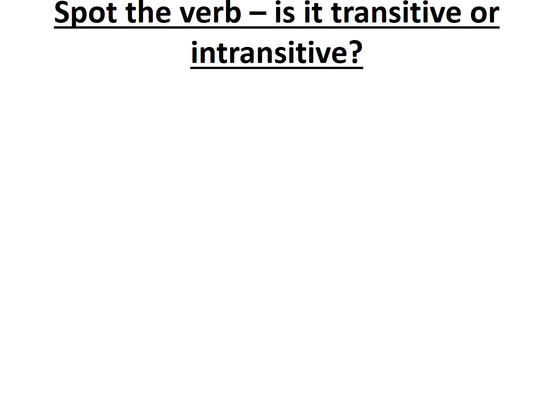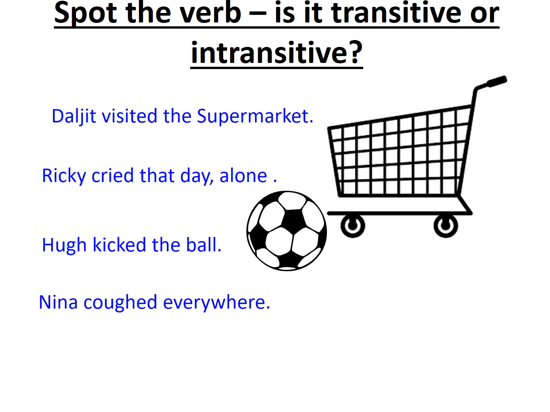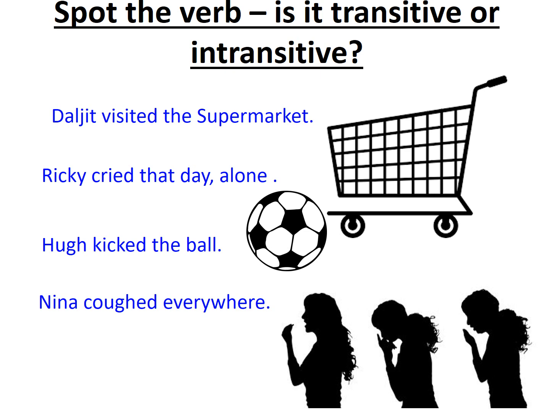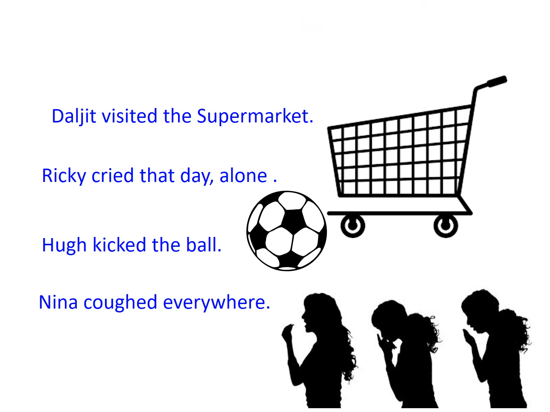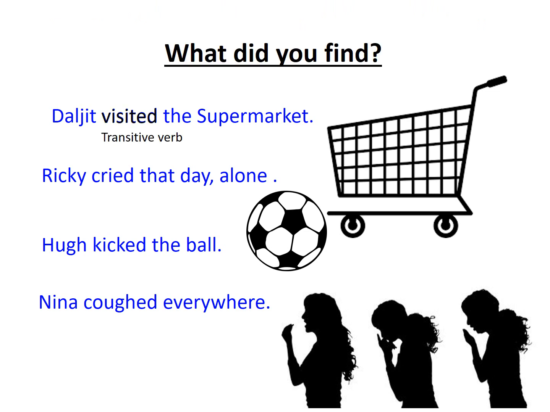So what I want you to do now is consider with each of these 4 sentences whether the sentence contains a transitive or intransitive verb. Hit pause if you need thinking time. So, how did you get on? What did you find? Daljit visited the supermarket. The action of the sentence is Daljit, who visited the supermarket. The direct object is the supermarket itself, because that's where Daljit went.